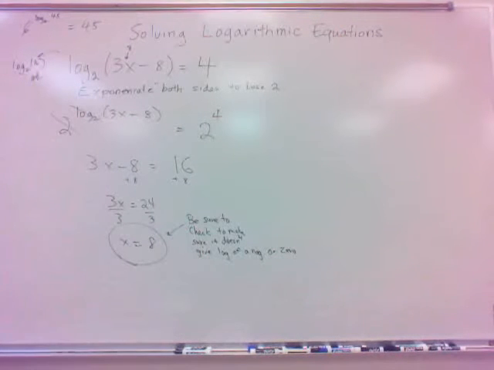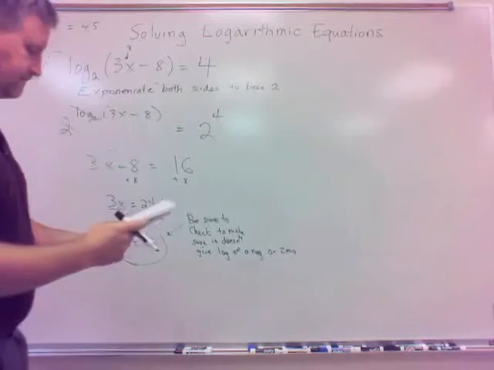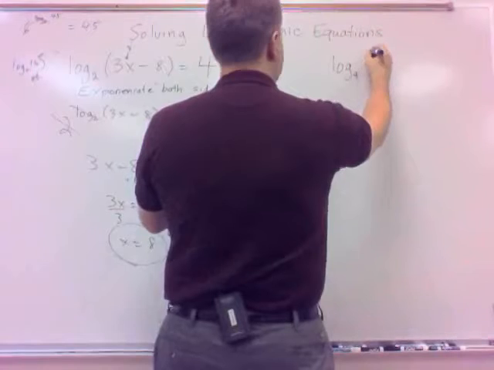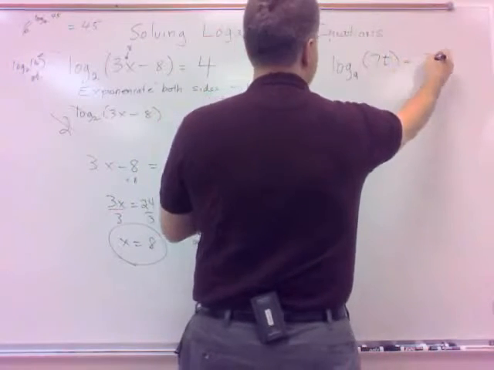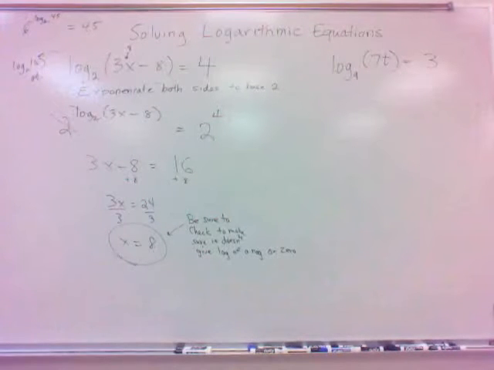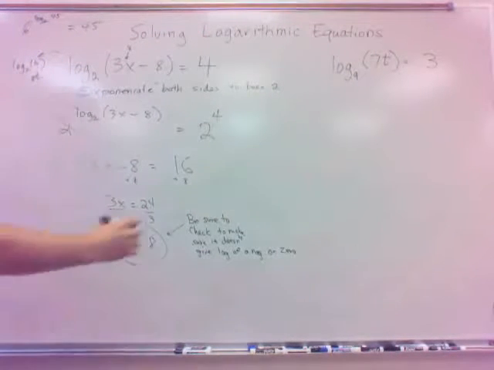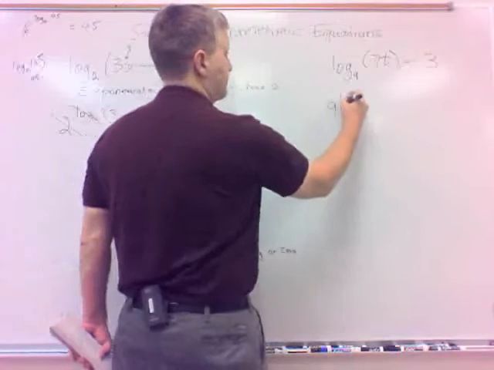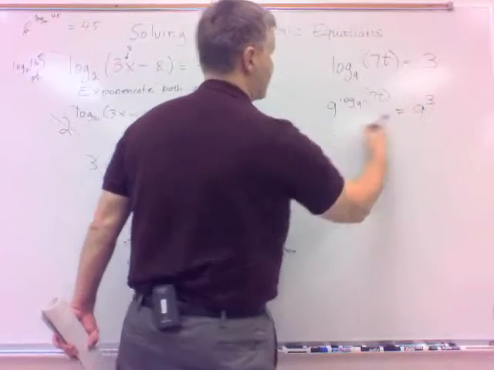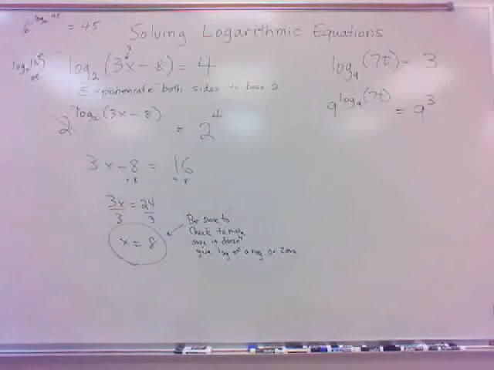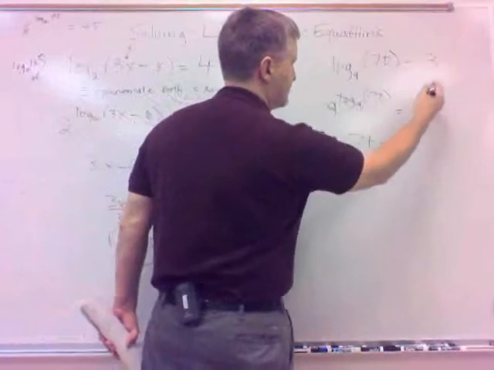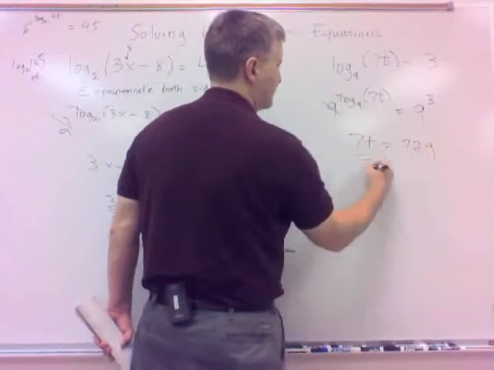Okay? All right, so let's look at number 2 here. Say I have the log base 9 of 7t, and that equals 3. So in this case, I would exponentiate both sides to base 9, right? Because that's my logarithm base. So I exponentiate both sides to base 9. In other words, 9 to the log base 9 of 7t equals 9 to the third. Well, the 9 and the log base 9 cancel out, so that just leaves me 7t. 9 to the third is 729.